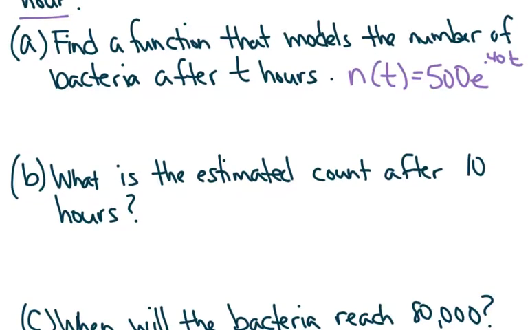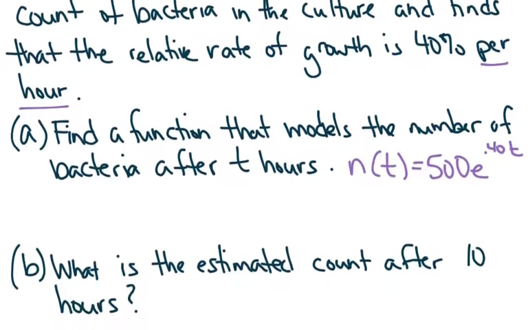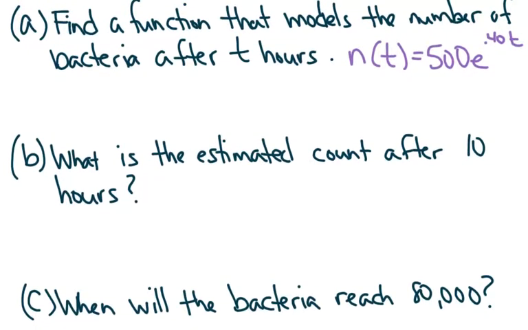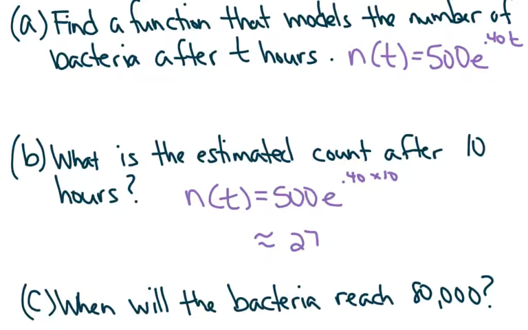So in part B, what is the estimated count after 10 hours? Well, I'm going to just plug in 10 for t, because the rate of growth is 40% per hour. And since t is going to be 10 hours, we're in the same units of measurement. So 500 times e raised to the 0.40 times 10 is going to be approximately 27,300.